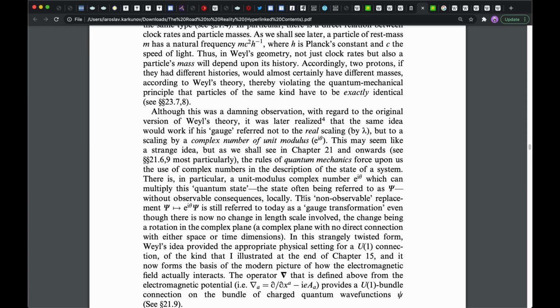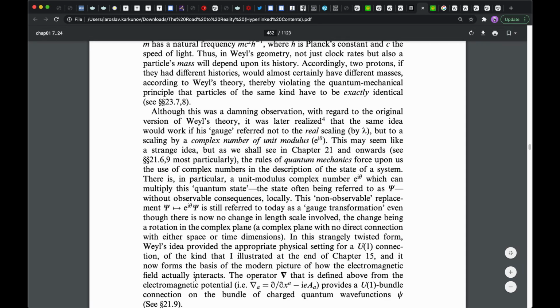He says here that this non-observable replacement is still referred to today as gauge transformation, even though there is now no change in length scale involved, the change being a rotation in the complex plane. And in this strangely twisted form, Weyl's idea provided the appropriate physical setting for the U1 connection of the kind that we have seen in chapter 15, and it now forms the basis of the modern picture of how the electromagnetic field actually interacts.